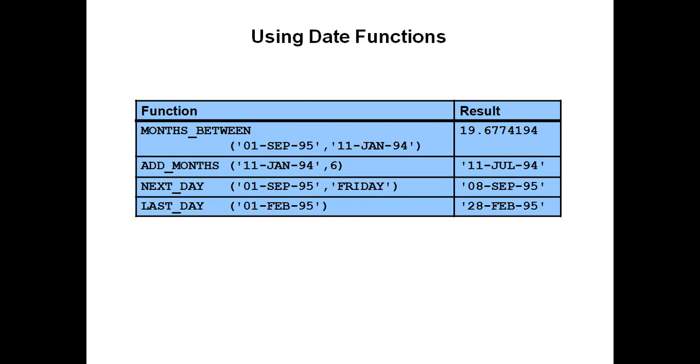For example, if you look at months between 1st September 1995 and 11th Jan 1994, it is going to calculate including the days and all. So that has resulted in 19.67 months or something like that. And when we say add months, for 11th Jan 1994, if you add 6 months, Jan is counted, so 1 plus 6 is 7. So the date falls on 11th July 1994.